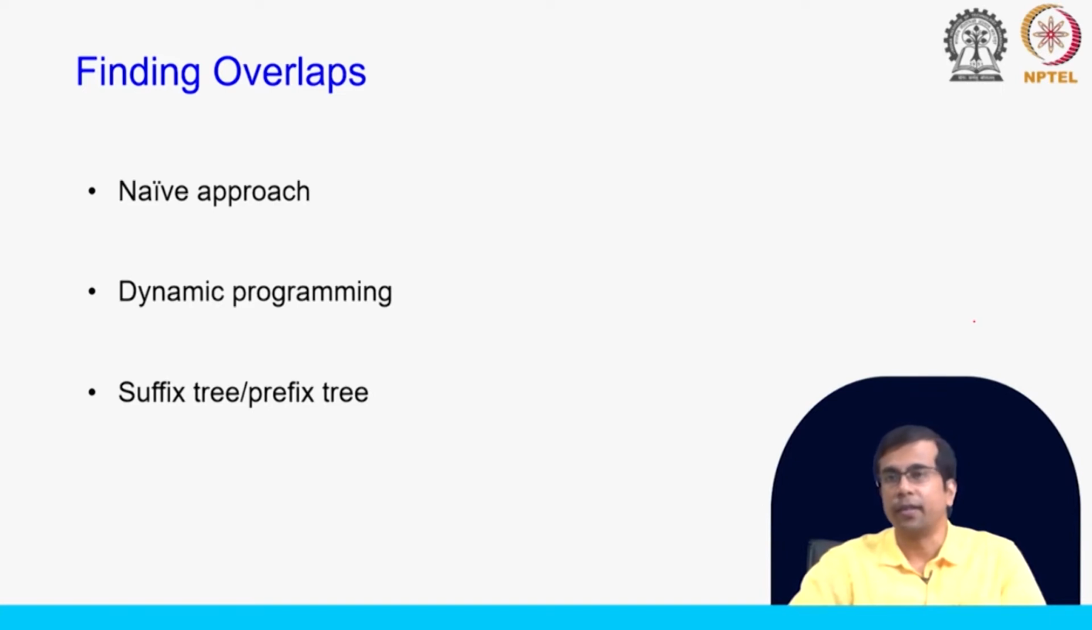The third approach that you can take is maybe a suffix tree or a prefix tree. You remember we built suffix trees in earlier classes, and we can utilize those structures to find matches between two reads. If you remember, when we are looking for overlaps, we are looking for overlaps between the suffix of a read and the prefix of another read.